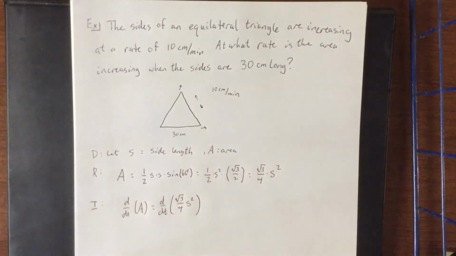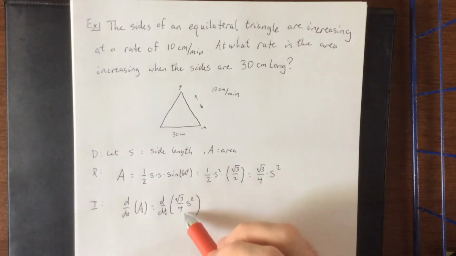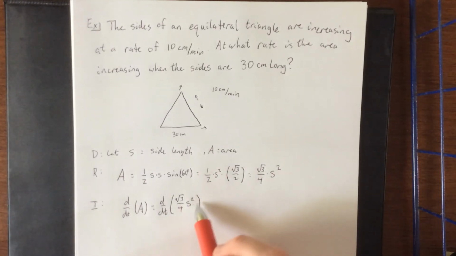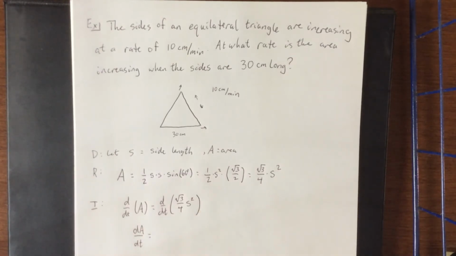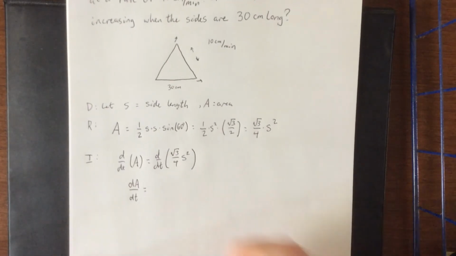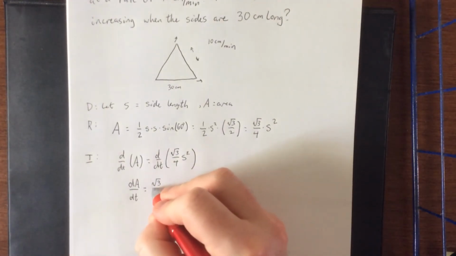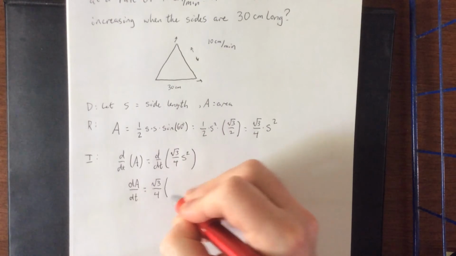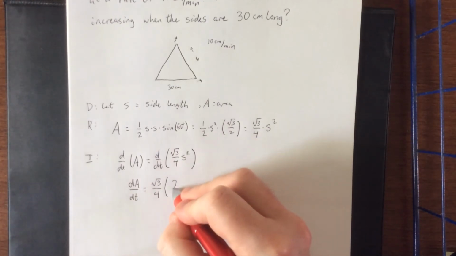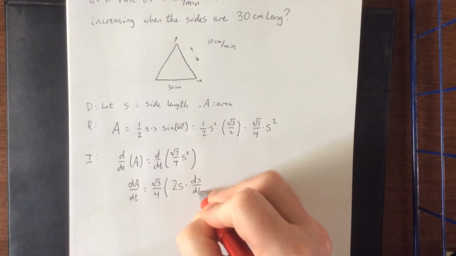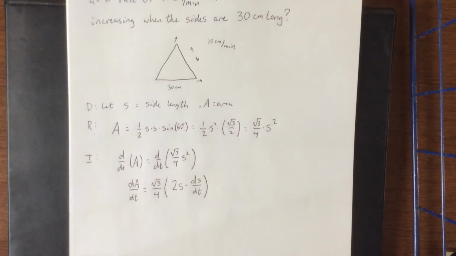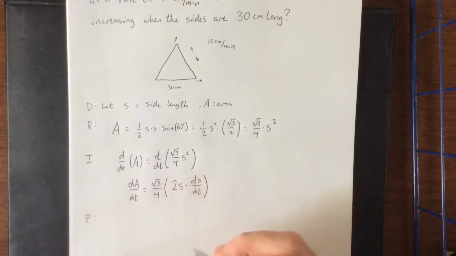Now over on the right hand side, the root 3 over 4 is a constant multiple, so we'll just need to worry about the S squared. On the left hand side, A is another variable, so that'll just be dA over dt. On the right hand side, once again, this will be the square root of 3 divided by 4 times the derivative of S squared with respect to S, which would be 2S. With respect to t, that would be 2S times dS/dt. Now, we happen to know both of these quantities, so let's plug them in.